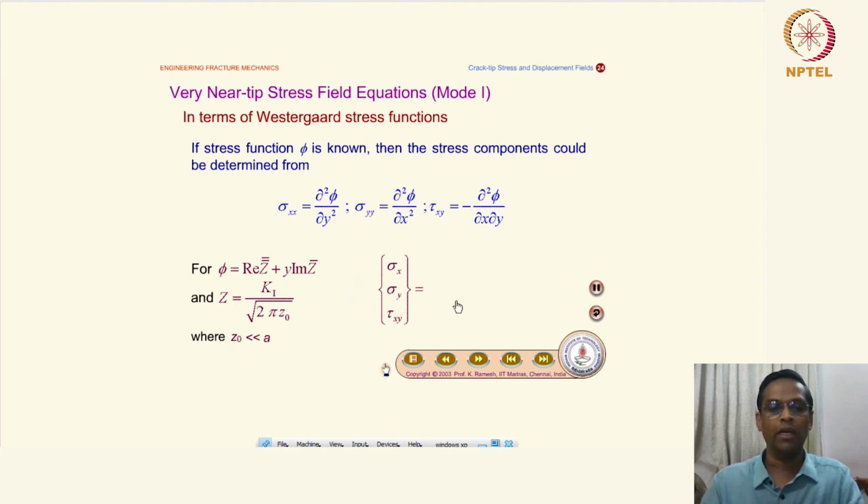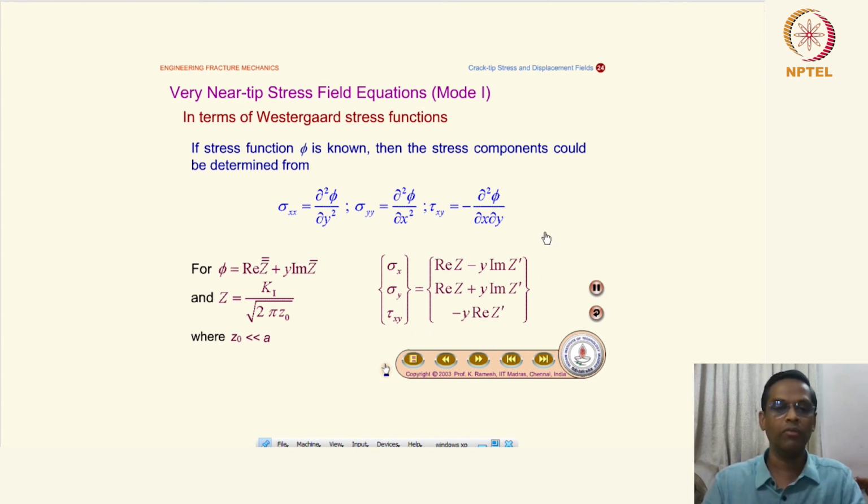The solution is valid only very close to the crack tip. Now we can write the sigma x, sigma y, tau xy expressions in terms of the real part and imaginary part, which we have derived using this Airy stress function. So it takes this form. This is the stress field near the crack tip.